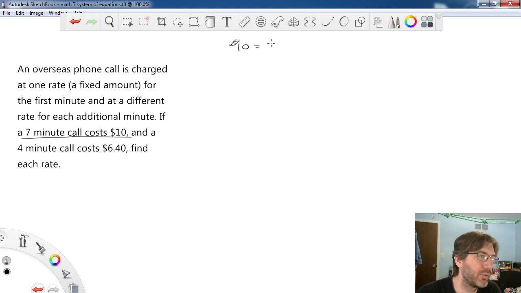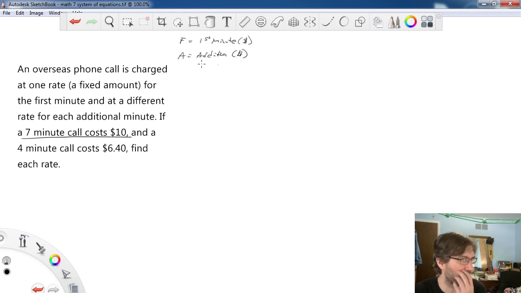And we know that's going to be the first minute. We'll define our variables. F is going to be the first minute, and that's going to be at the price of the first minute, actually. And A is going to be additional minutes, and that's also going to be the price. So our first call is $10. That is the price of the first minute plus the price of any additional minutes.